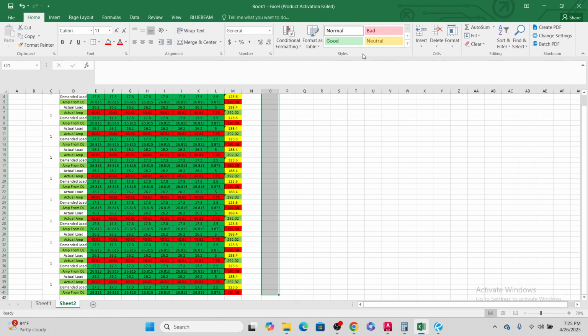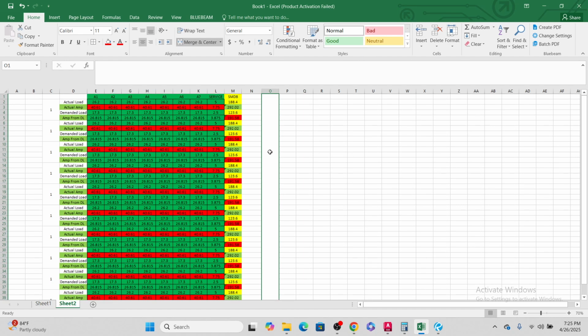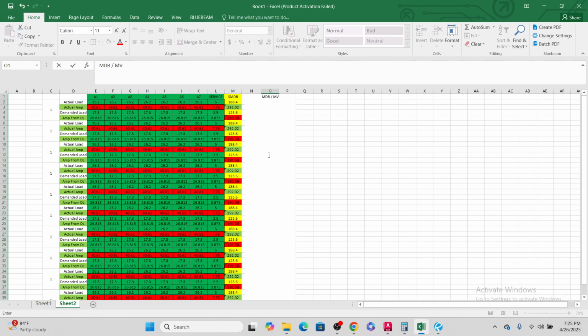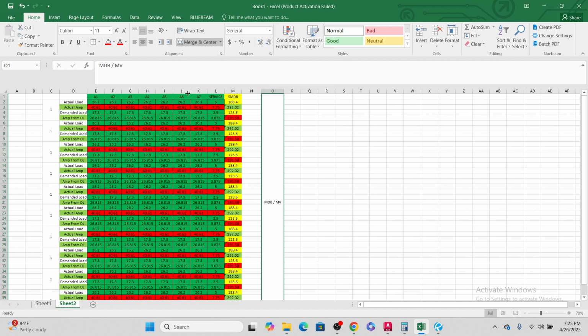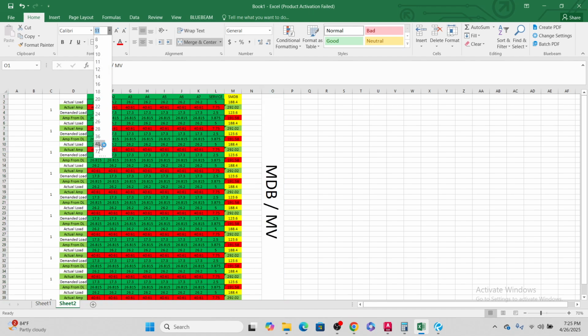So this MDB, okay, MDB or we can call MB. Okay, so we can make it center. Let's rotate this text, better this way. Okay, now I will go with, okay.